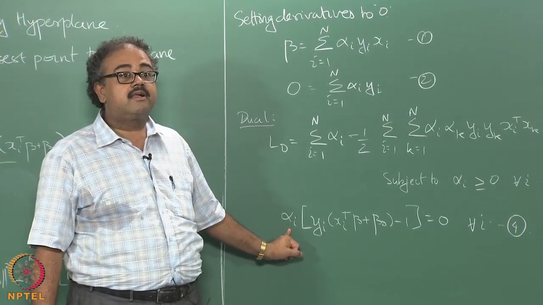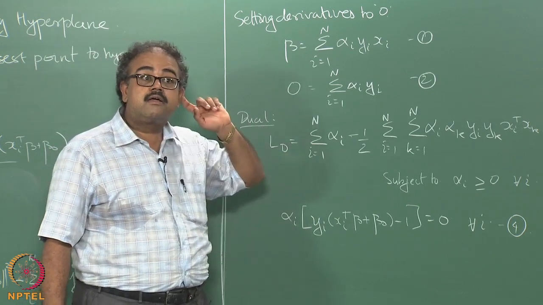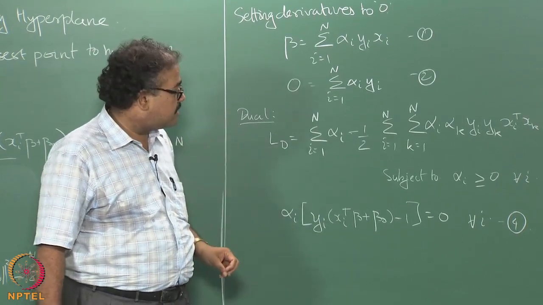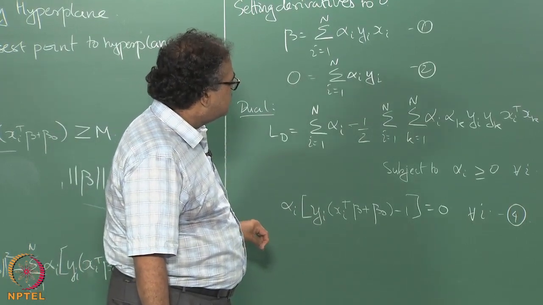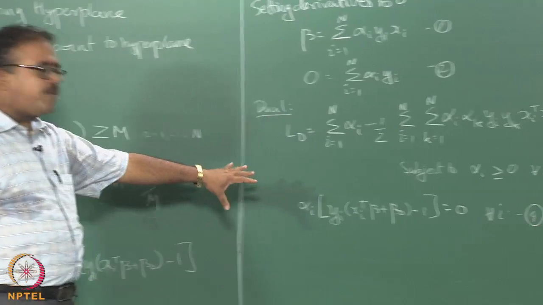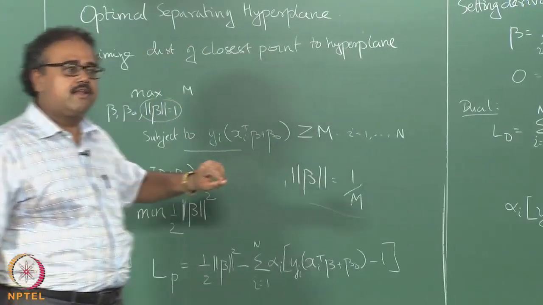Sorry? For the binding constraint, the dual variable should be 0. For what constraints? Oh, okay, fine. You are right. But geometrically, can you give me an answer?